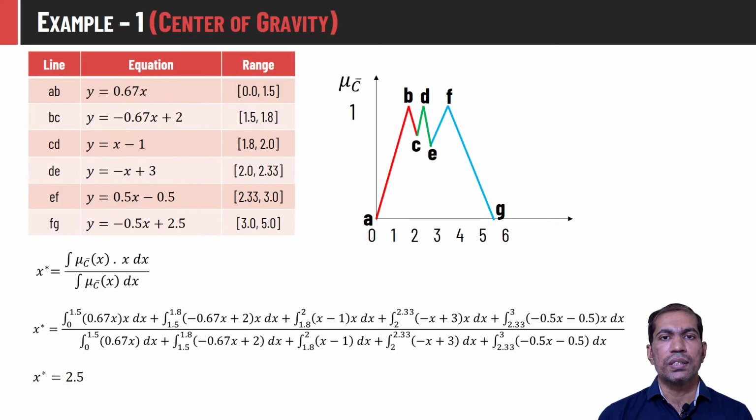In the center of gravity method, we need to find such a centroid so that when we draw a vertical line, it divides the aggregated fuzzy output into two equal masses, and this centroid can be computed as x star is equal to integration of mu c bar of x into x dx divided by integration of mu c bar of x dx, where integration of mu c bar of x dx represents the area of the polygon. We need to take integration over all the lines which make up this fuzzy output function, and when we put appropriate values in this equation, we will get the crisp value corresponding to this fuzzy set as 2.5.